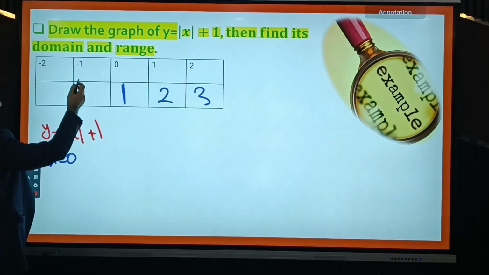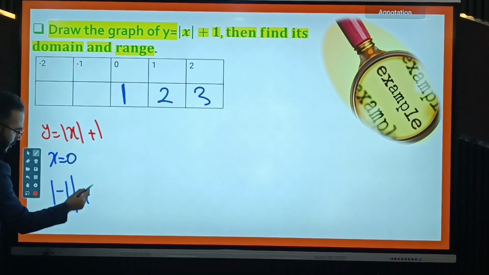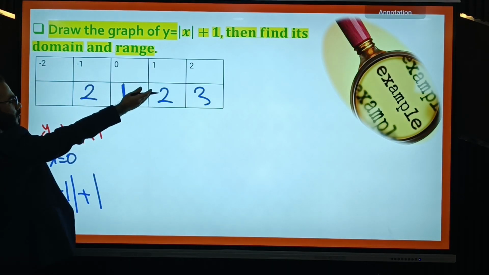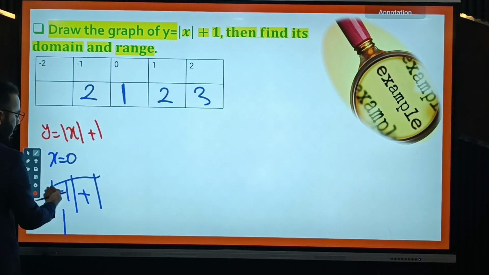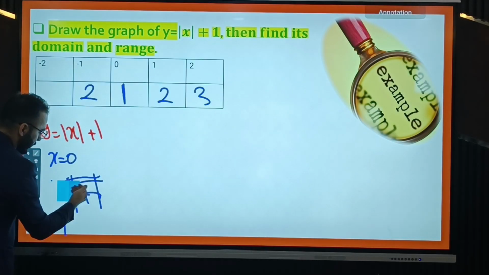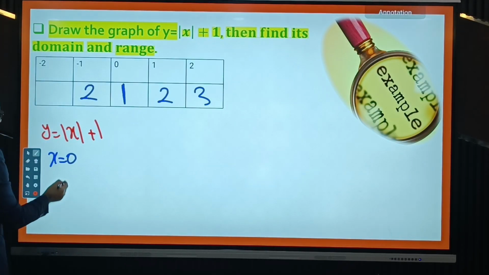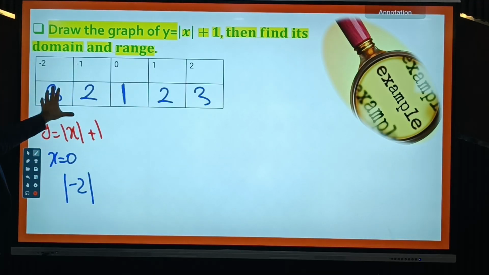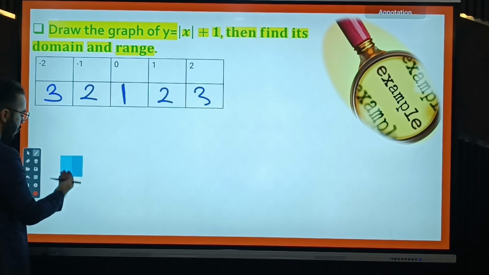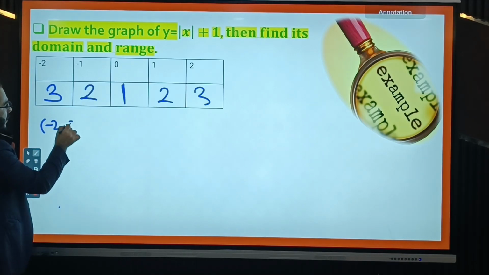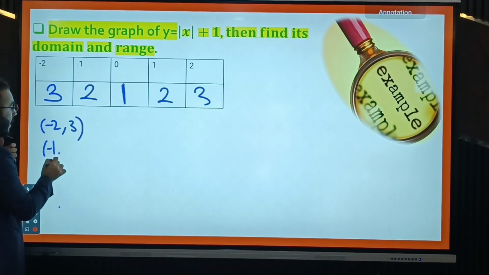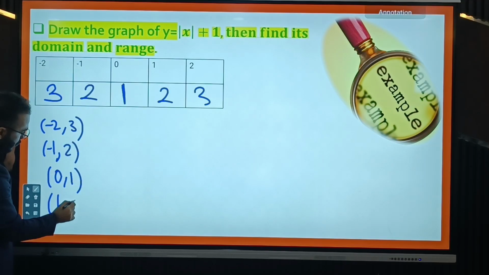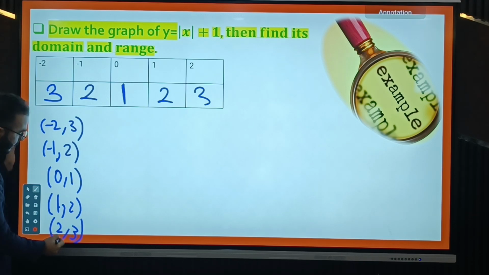Now, absolute value of negative 1 plus 1. Absolute value of negative 1 is 1. Again, plus 1, it's 2. The same thing that we got from the right side. Absolute value of negative 2 is 2, plus 1, again 3. So let's plot these points. Let me just write them as ordered pairs. So negative 2 and 3, negative 1 and 2, 0 and 1, 1 and 2, 2 and 3.